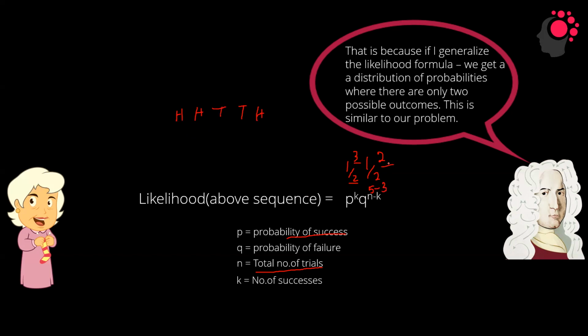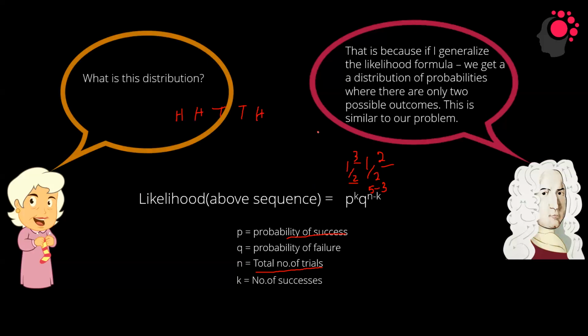So this formula came from observation. Most of the formulas in probability come from performing experiments, and you're generalizing that. And that's exactly how we have got this. And K corresponds to the number of times you see head here. And this is similar to our problem. That's what Bernoulli is saying.